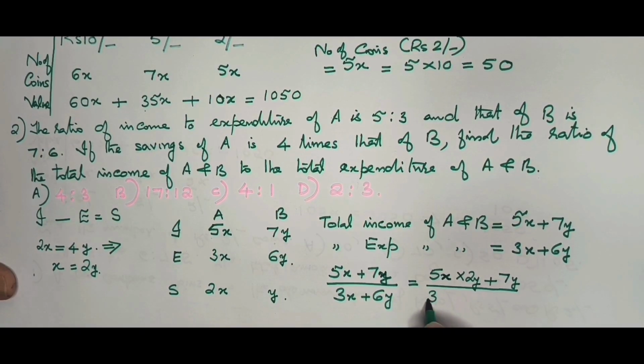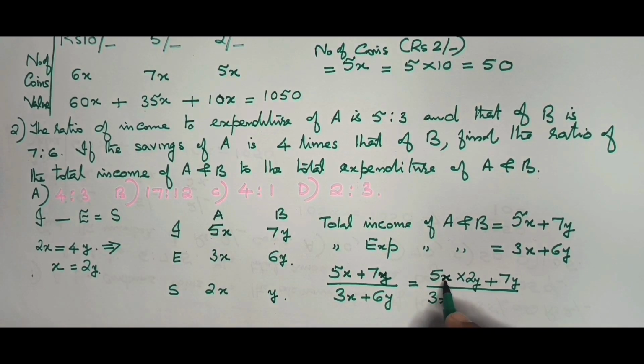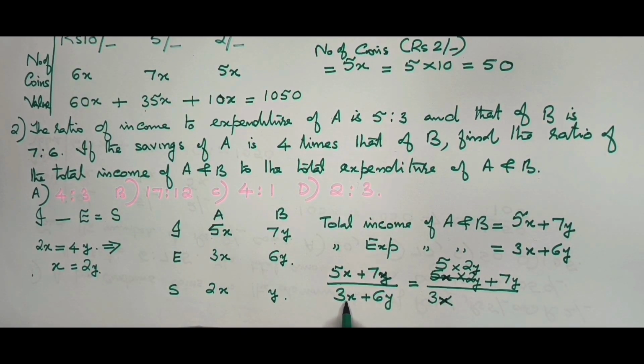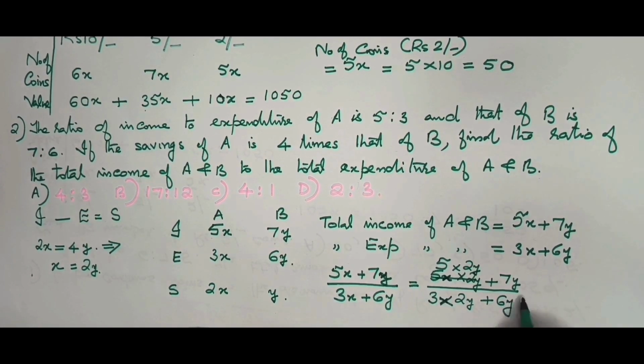Divided by, similarly, 3x. Oh, I made a mistake here, sorry. X is to be replaced by 2y. So, yeah, x, and we will write like this. 5 multiplied by x. Instead of x, I will write 2y. Similarly, 3 multiplied by x. X is 2y. So let me write 2y here. 6y, we will write as it is.